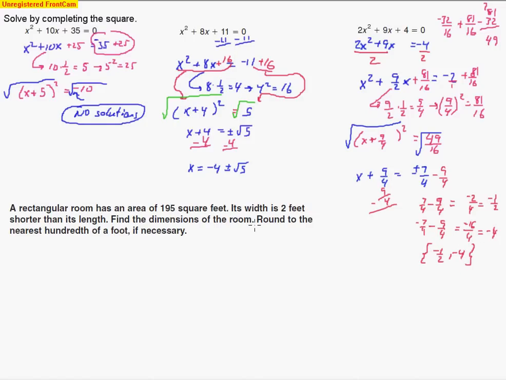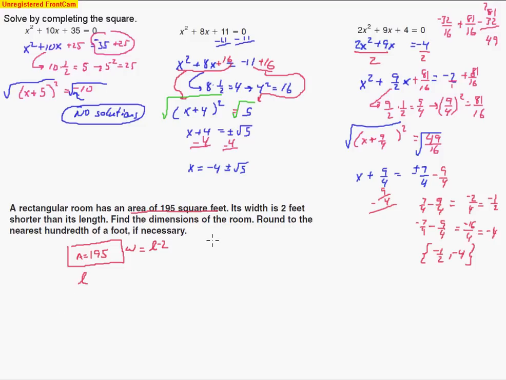So looking at this one, we got one problem that deals with quadratics, but instead of a projectile, we have a geometric problem this time. So the rectangular room, let's go ahead and sketch that in here. Rectangular room there has an area of 195 square feet. So A equals 195. Its width is 2 feet shorter than the length. So we'll call this the width since this side's shorter and this the length. And they gave us an expression for the width. They said the width, again, is 2 feet shorter than the length. So we'll go L minus 2. Find the dimensions of the room, round to the nearest hundredth of a foot.